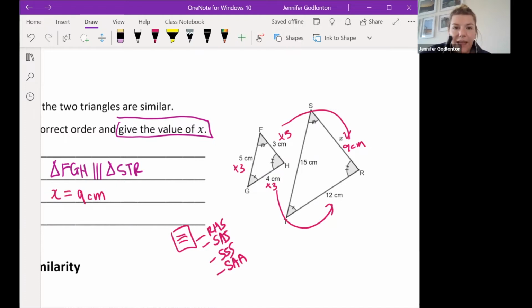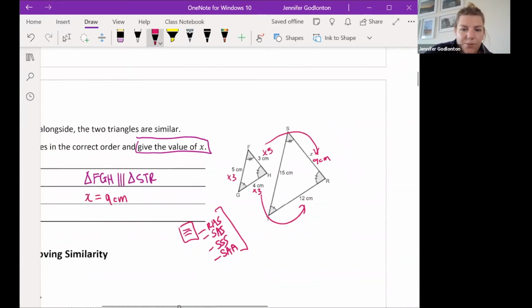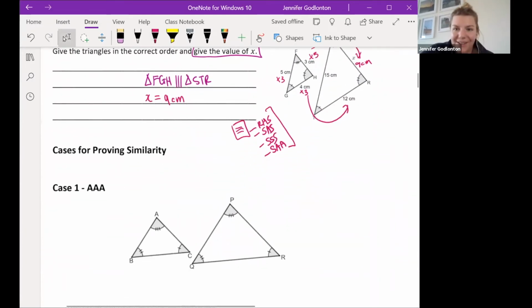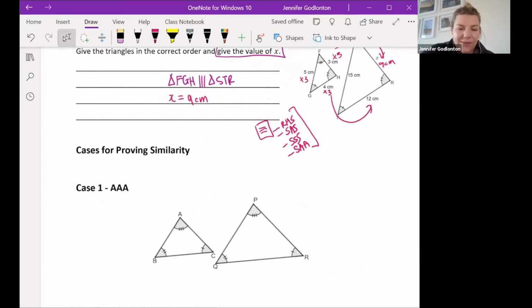So just be careful. AAA is not a case for congruency. You'll see it's not chilling over here. It is a case for similarity. It's one of the ones we're going to talk about now. Okay, so we have 2 cases for similarity.